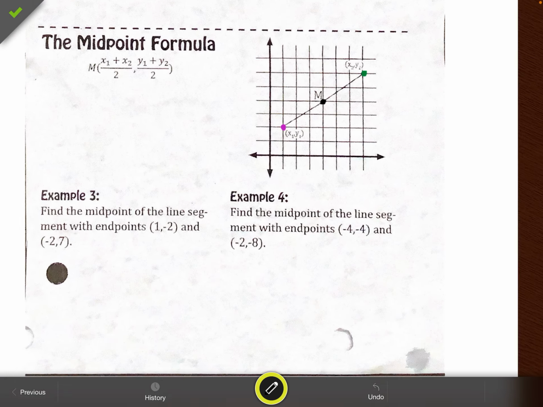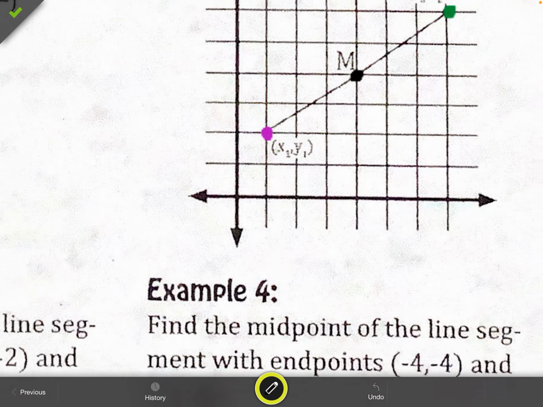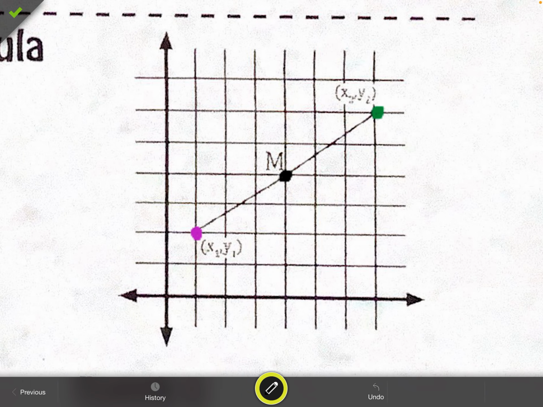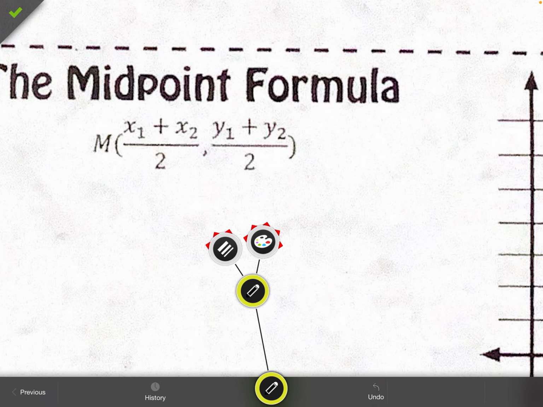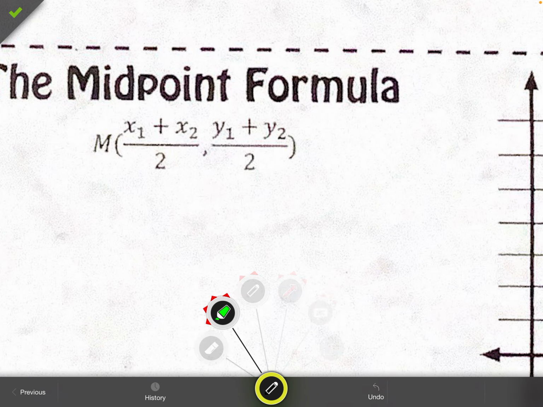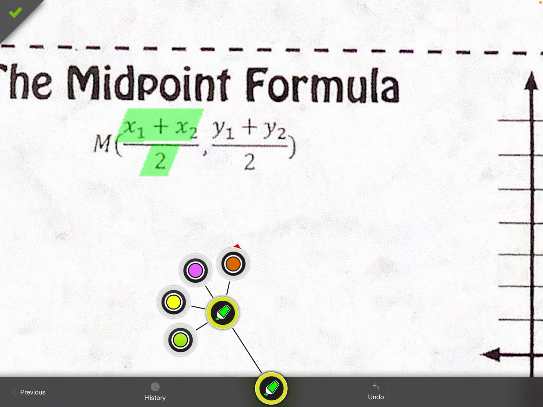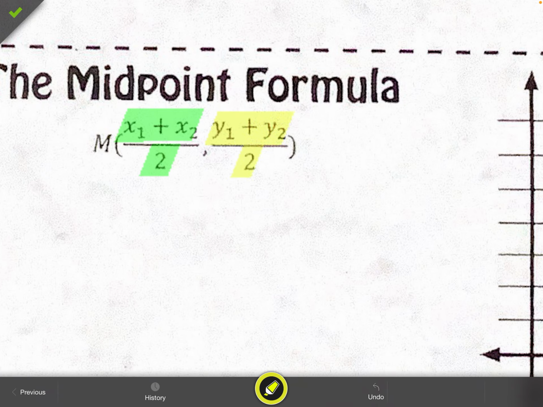But if you look at examples 3 and 4 here, they don't give you the graph, so you don't have a visual to pick off your midpoint. So we have a formula that we can use. The formula is right here. It looks a little weird, but to find the midpoint, you take the first x value, add it to the second x value, and then divide by 2. Add your x's, divide by 2. You then do the same for your y's: y sub 1 plus y sub 2, divided by 2.